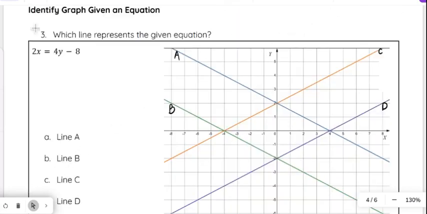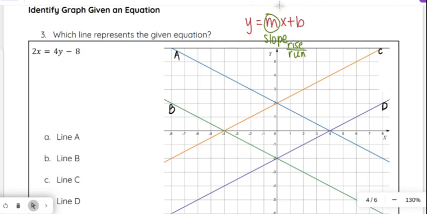All right, so the next type is identifying a graph given an equation. So remember, when we look at equations, we like to look at specifically y = mx + b when we are graphing, so that's slope-intercept form. Remember that the m represents our slope of the line, and remember that slope is always rise over run.